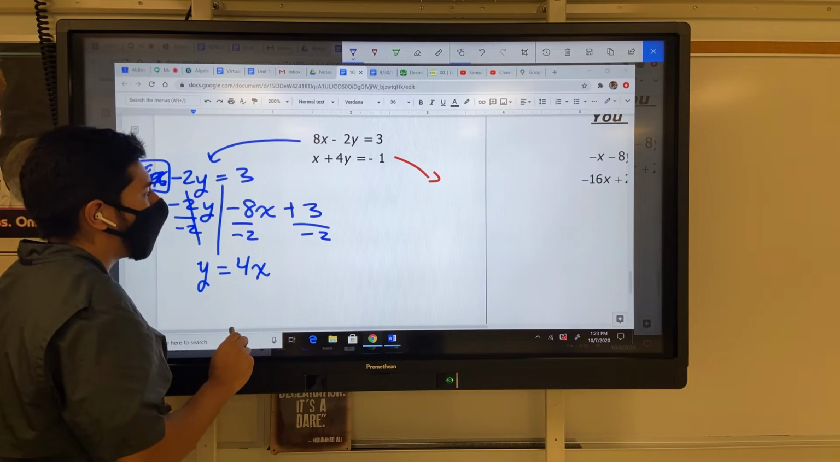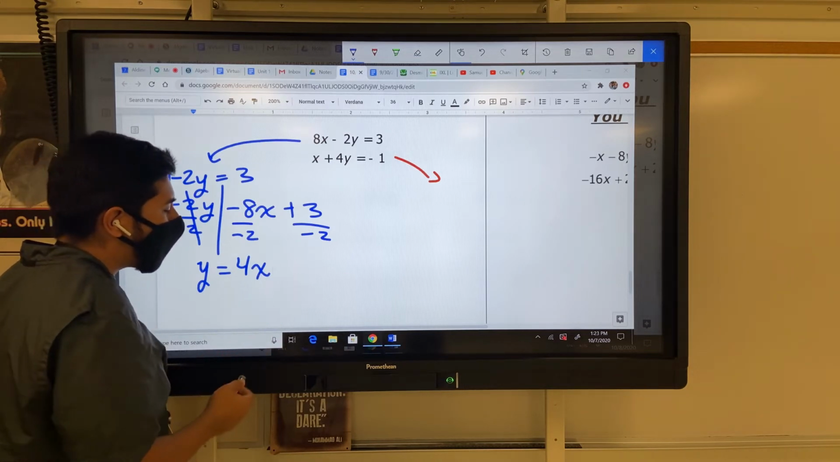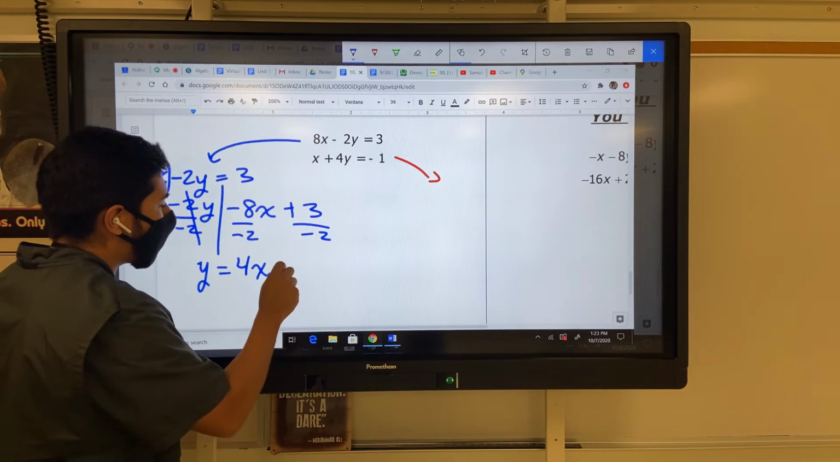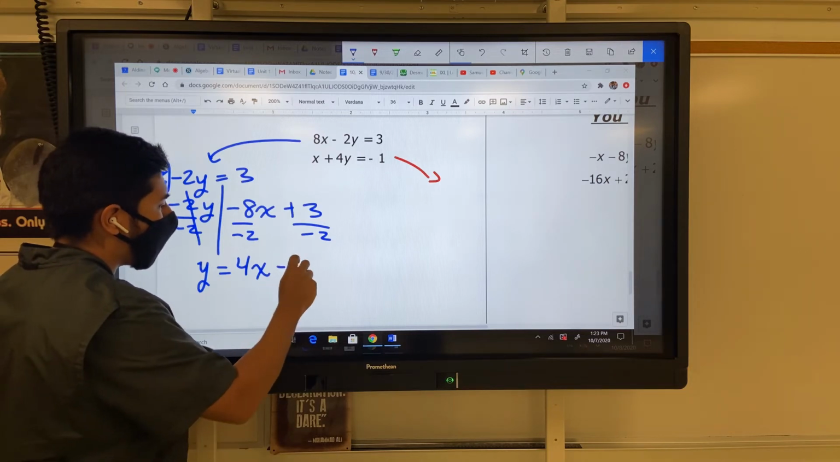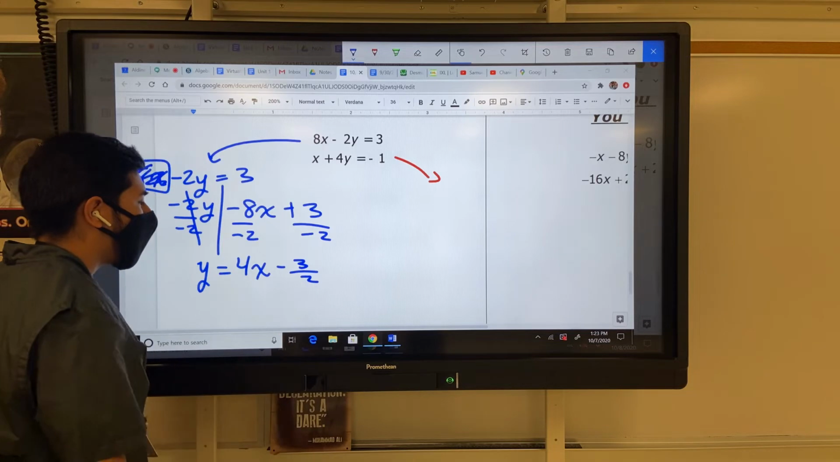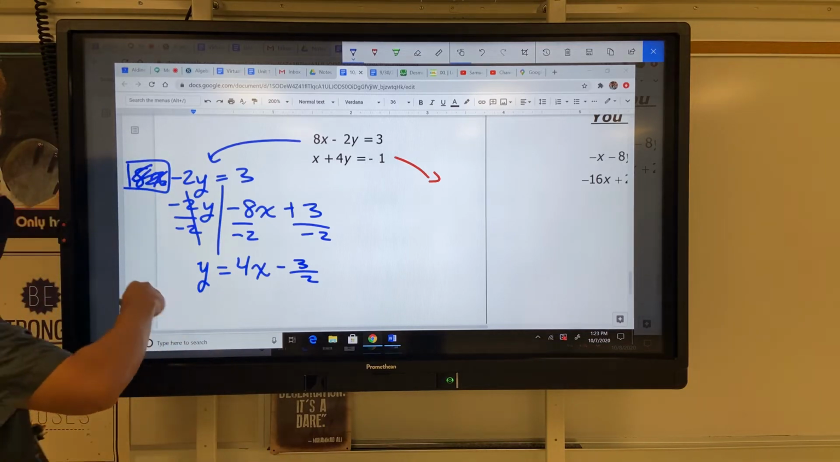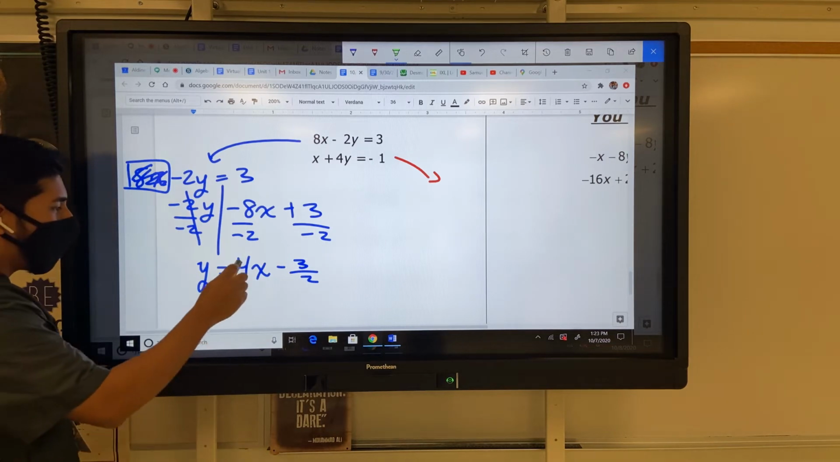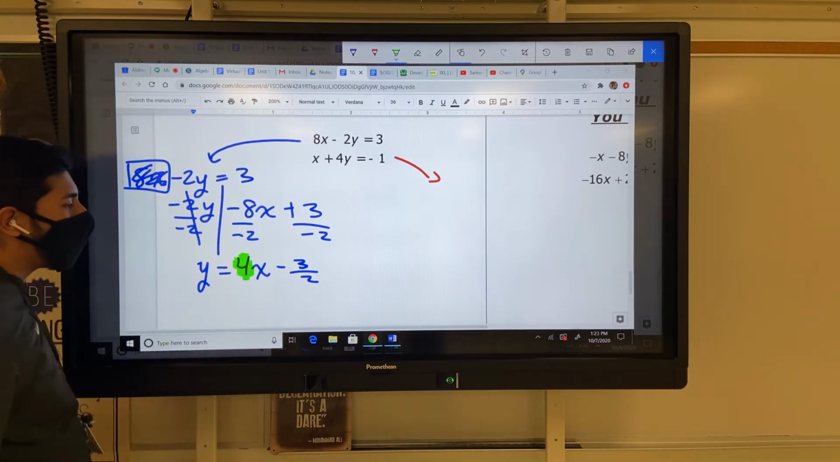And then we have 3 divided by negative 2. That doesn't reduce, so put it in the calculator. It's going to give you a decimal, so just leave it the same: negative 3 over 2. Right here, we should be able to see who my slope is. The slope is in front of the x, which is 4.